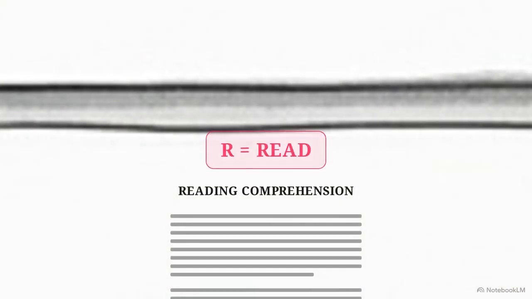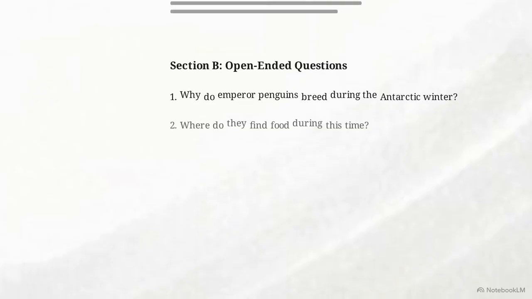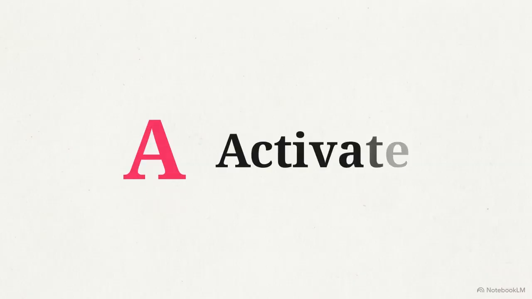We start with R for read, but we are reading the questions first to establish our goal. Our focus bypasses the text block and goes straight to the open-ended questions. We want to identify the W words, like why or where, and underline the specific keywords that tell us exactly what to hunt for. Next is A for activate.